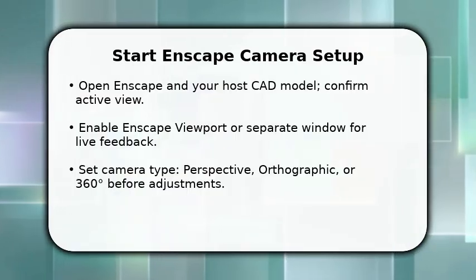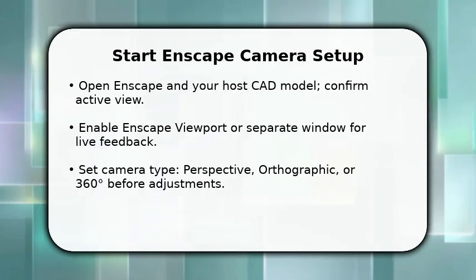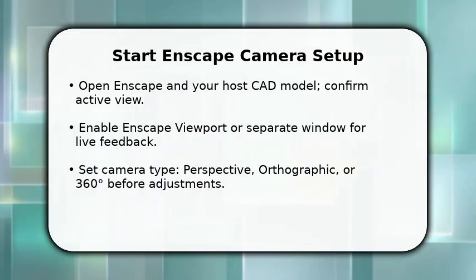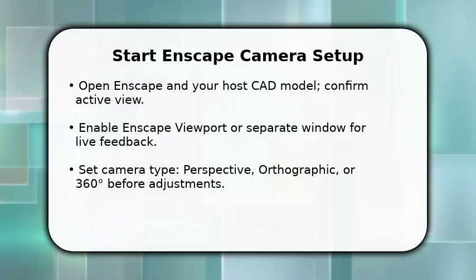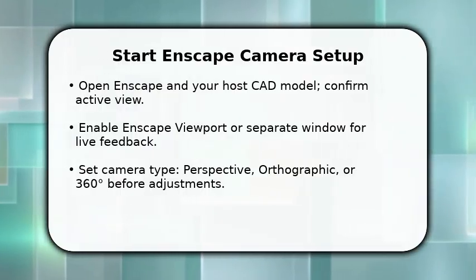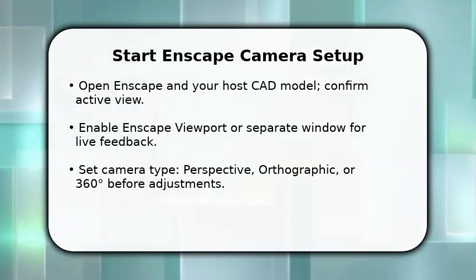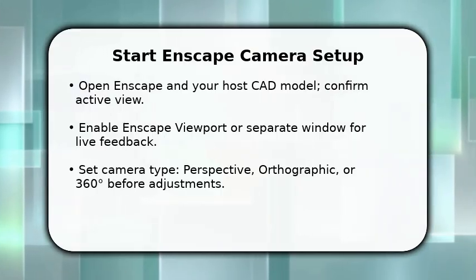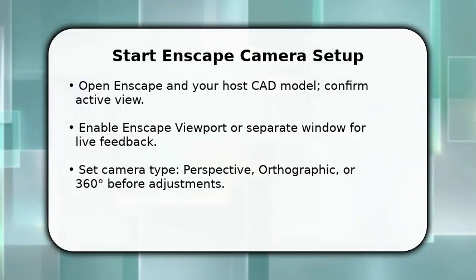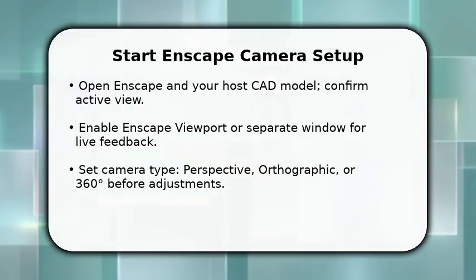You begin by launching Enscape with your CAD scene open so changes update live. This saves time and avoids guesswork. First, pick the camera type: perspective for realistic depth, orthographic for plans, or 360 degrees for panoramas, because the type dictates available controls and final output.